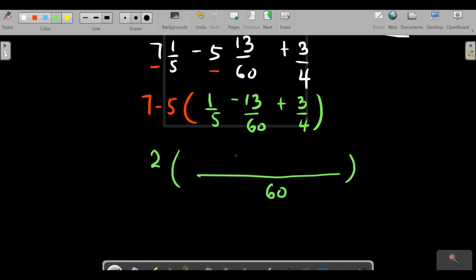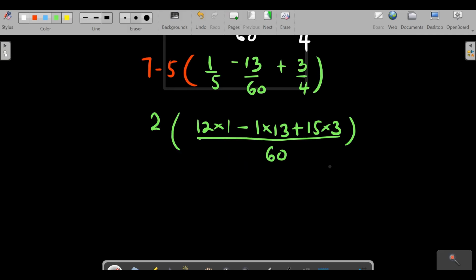Then you ask yourself, what is 5 in 60? 5 in 60 is 12. So you have your 12 times 1, which is 12. And 16 in 60, that will be 1 times 30. Then 4 in 60, that will be 15 times 3. So you move on with your 2.